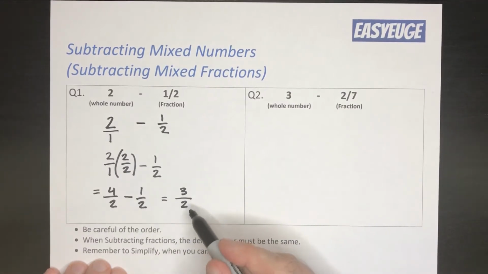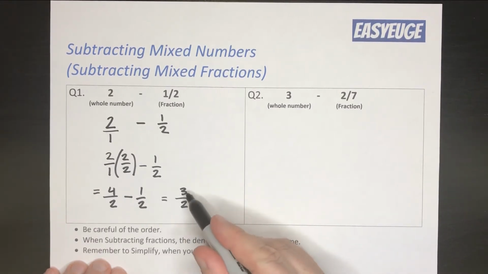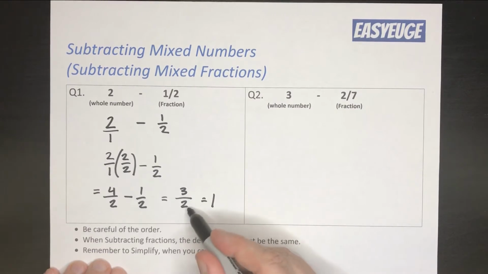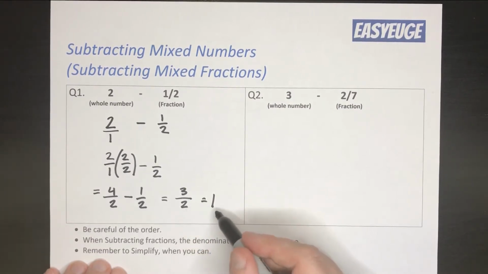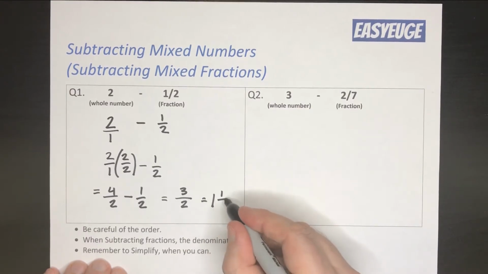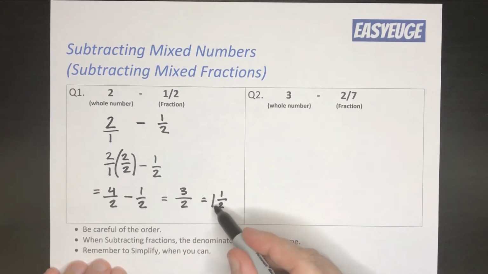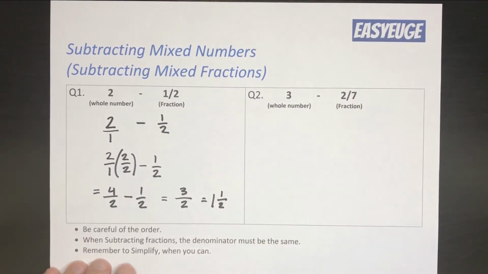Now this is an improper fraction because the number on the top is bigger than the number on the bottom. So what can we do to simplify this? How many times will 2 go into 3? 2 will go into 3 one whole time. So 1 times 2 is 2, and you've got 1 left over. You have 1 left over out of the 2. So 3 over 2 is 1 and a half.